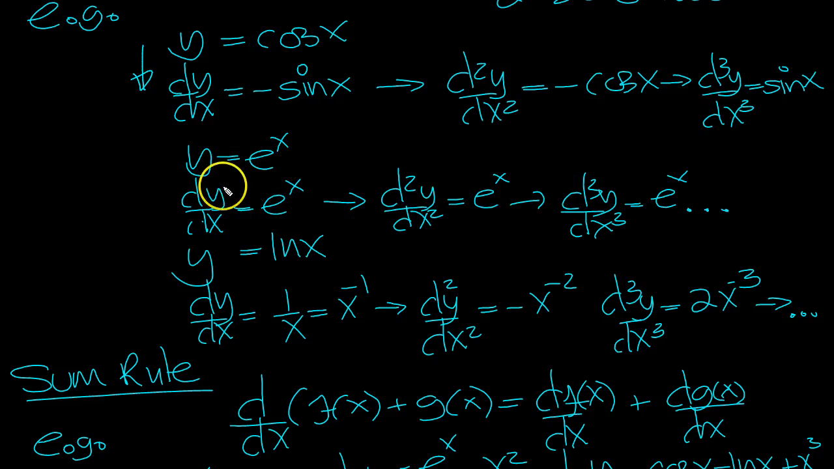Y equals e to the x, differentiate. E to the x differentiates to e to the x, differentiate again, it's e to the x, differentiate again. It just continues to be e to the x.